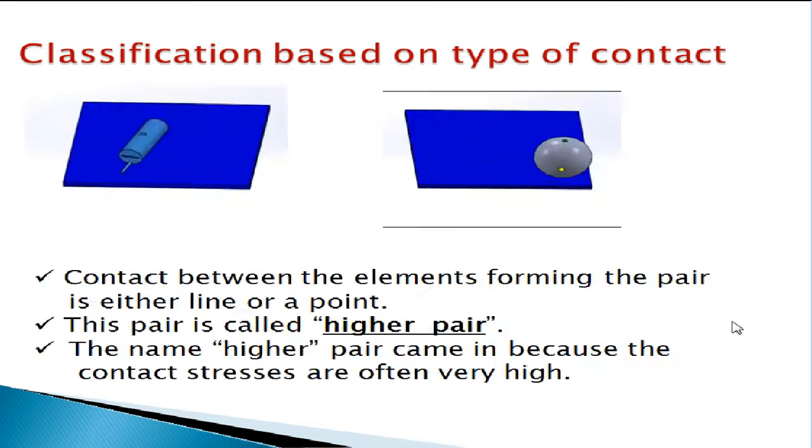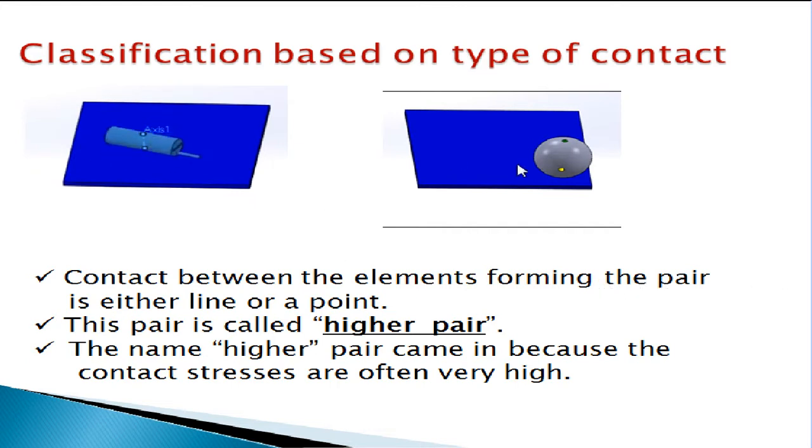As opposed to this, in these two kinds of kinematic pairs, you have either line contact or point contact. In either case, the area available for taking loads is much smaller. So the contact stresses are higher. Consequently, this pair is called a higher pair. Let me try to animate this.